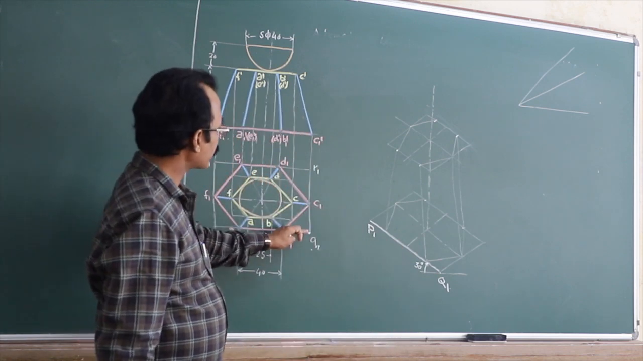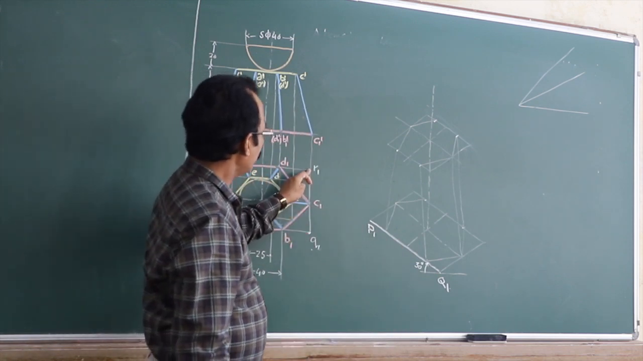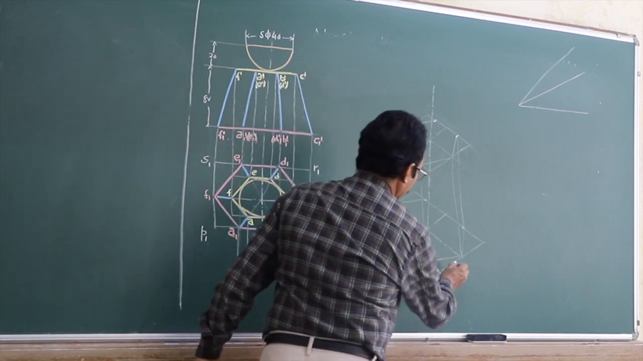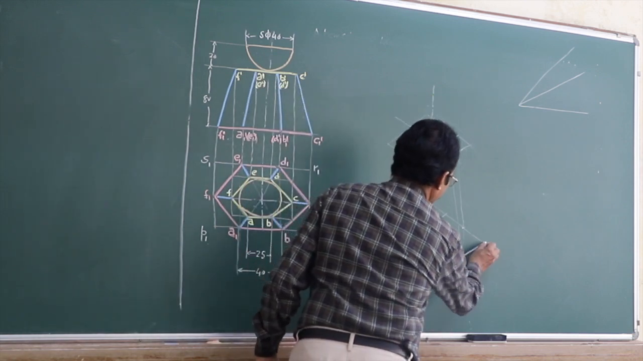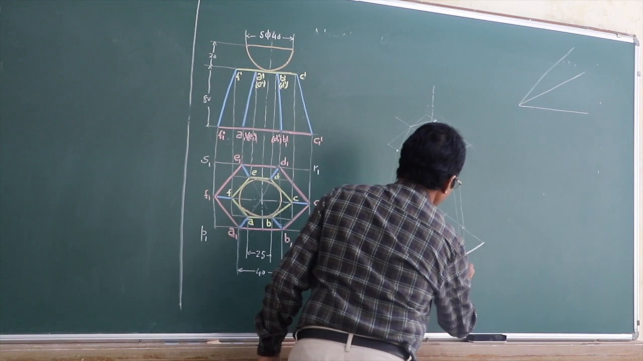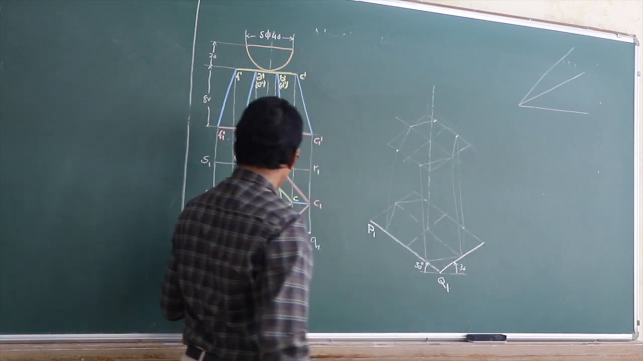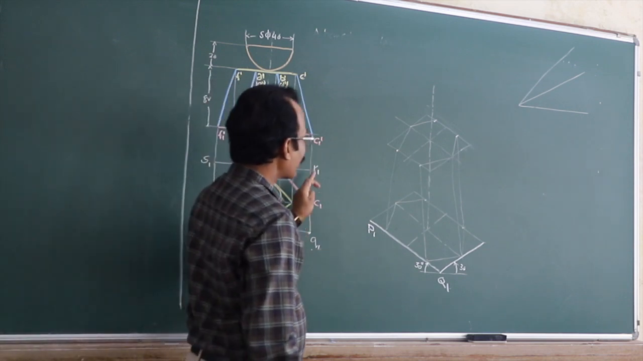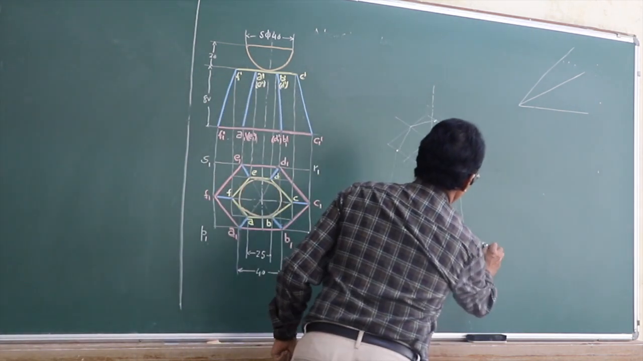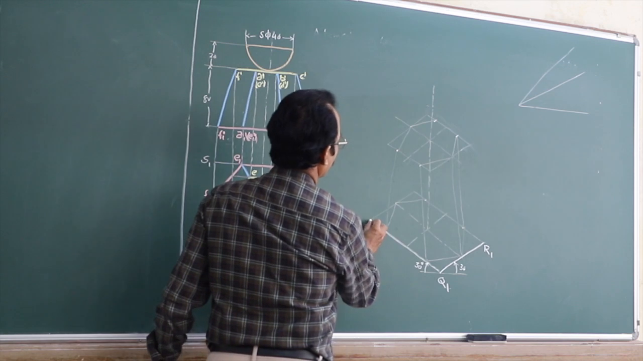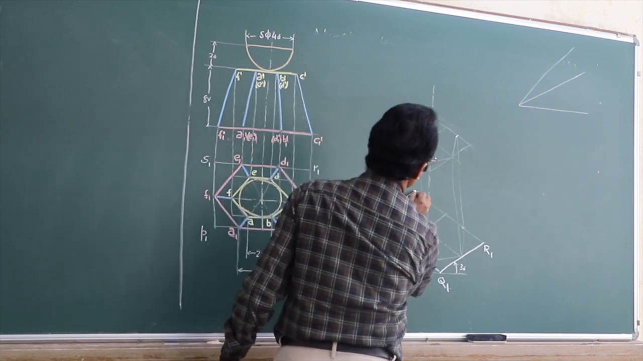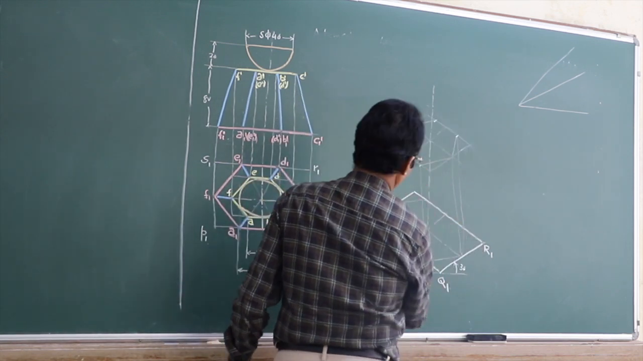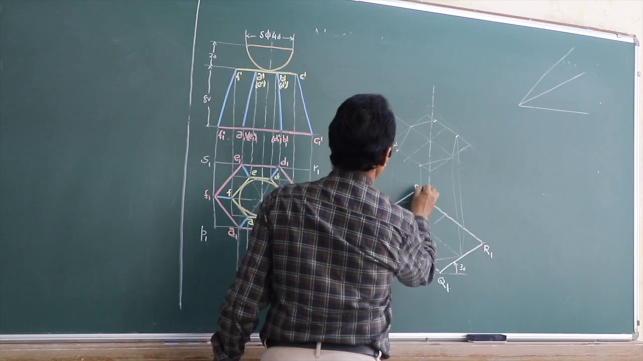Then you take this line Q1 R1, take its isometric length and mark it on the right side. Again, that will also be an inclined line here, right? Since it is top view, both these lines are horizontal. So mark this Q1 R1 here. Then you complete this rectangle P1 Q1 R1 S1 here.